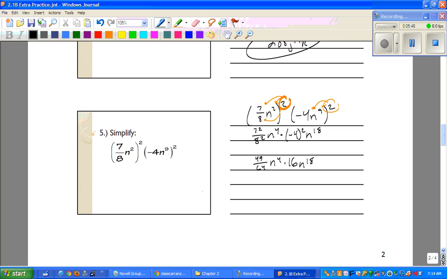Okay, we're going to need to do a little side work here with some fractions. You have 49 over 64 times 16 over 1. Okay, let's talk about reducing. 16 goes into 64 4 times. And you're left with 49 over 4. So 49 over 4. And then add the exponents. And that's your final answer.